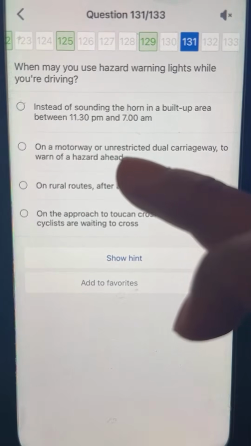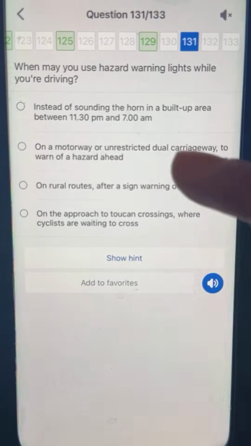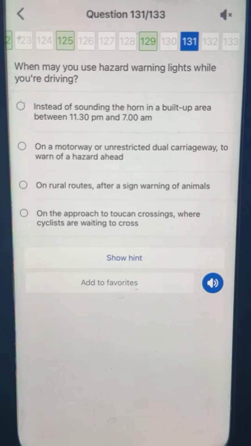Okay, on a motorway or unrestricted UK road. Unrestricted means there is no speed limit. To warn of a hazard ahead. B is the correct option.